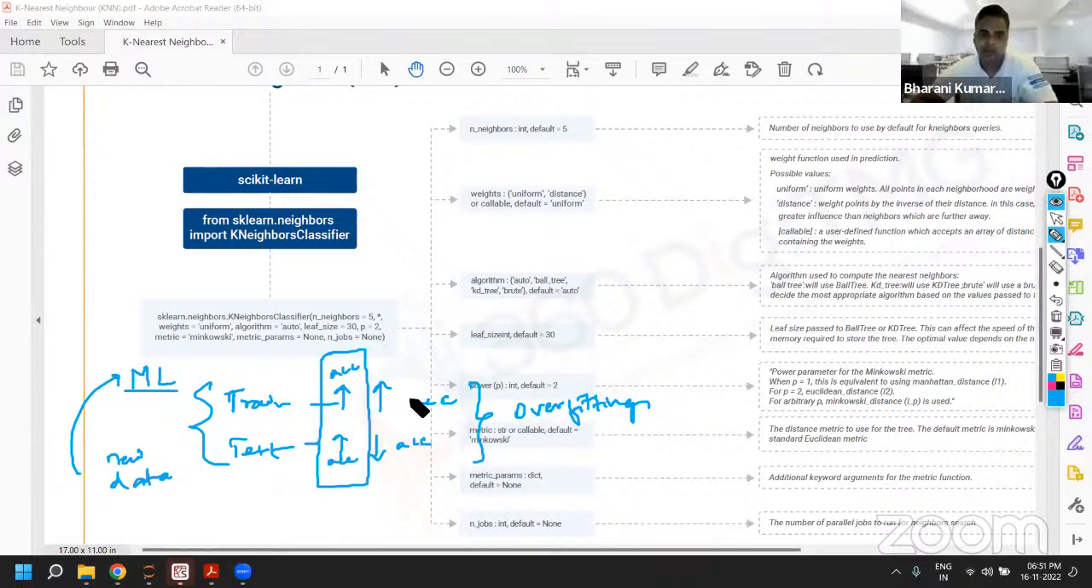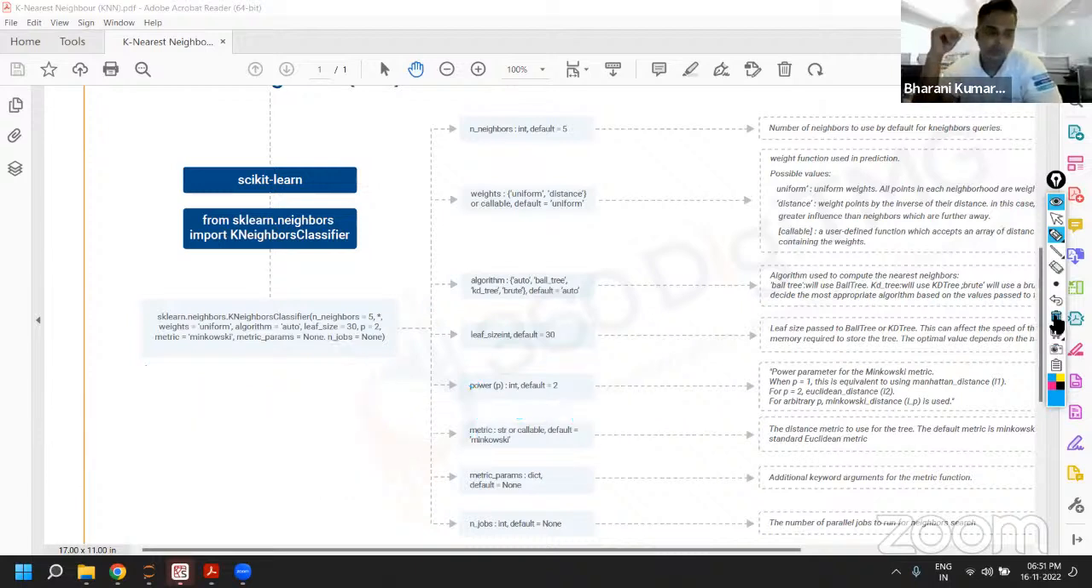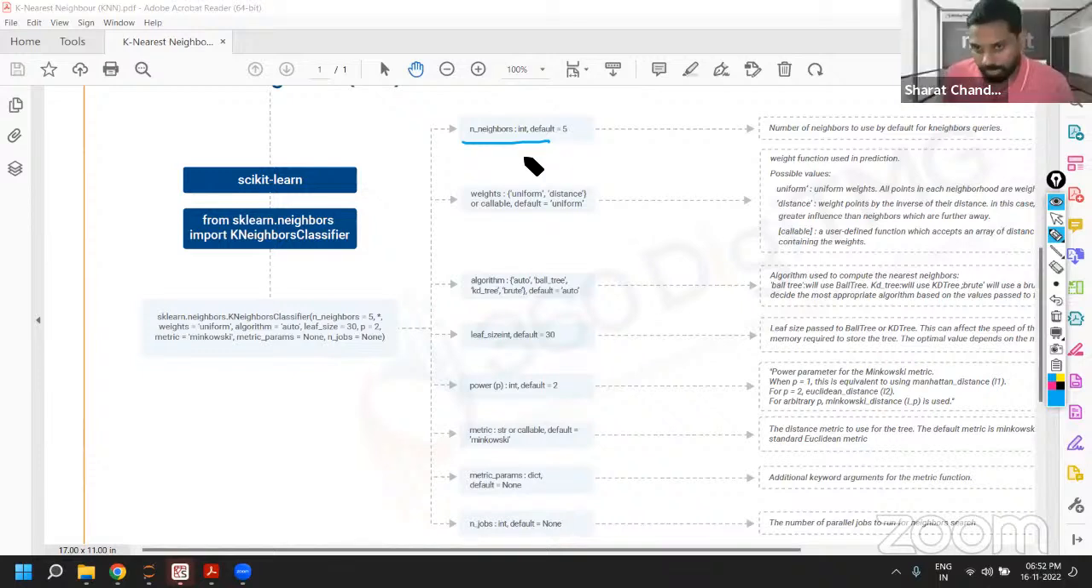Sharath, you're saying that the K value, which is a hyperparameter, also happens to be a regularization technique used to do a variance and bias trade-off. Variance is overfitting, bias is underfitting, and we will be able to get the right fit model by playing around with the K value, by changing the K value. Exactly, that's correct.